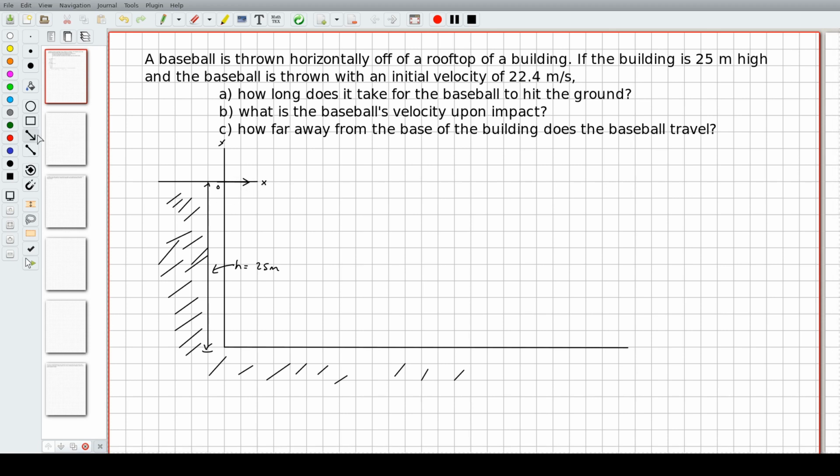V naught is 22.4 meters per second with an angle of 0, which means that V naught y is 0. And in truth, what we've really been given here is V naught x. It only has an x component initially.